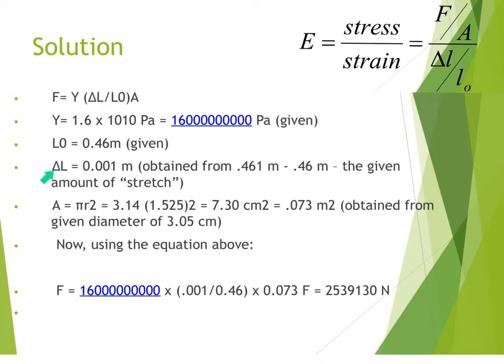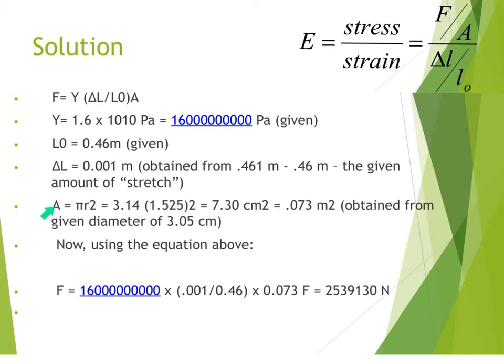To get the amount of change in the stretch, we have to take the 0.461 meters minus the 0.46, which was the original length, and so we get a change in length of 0.001 meters.